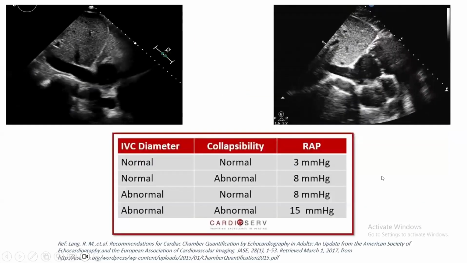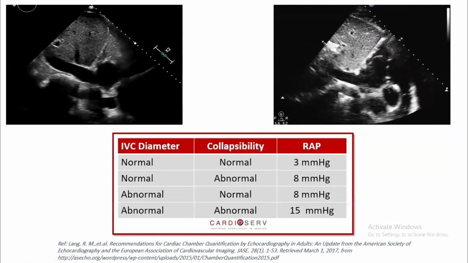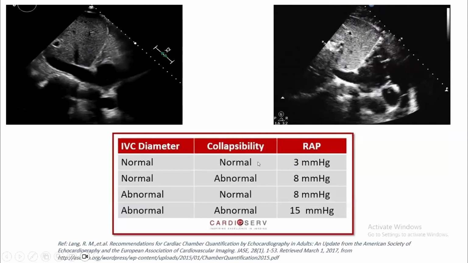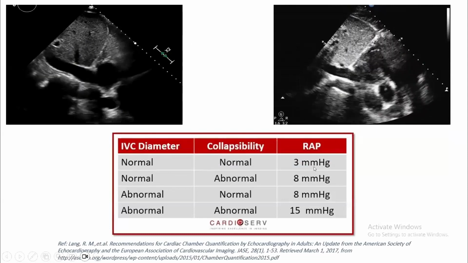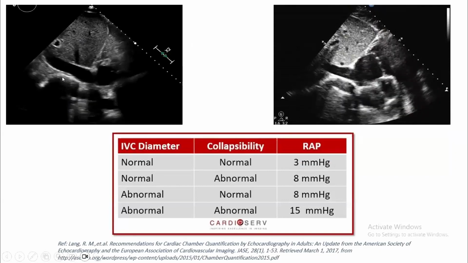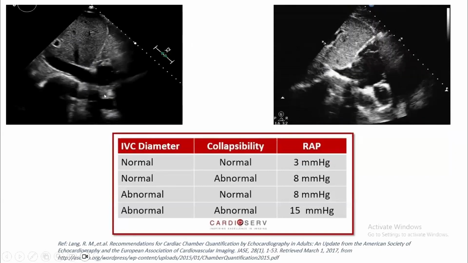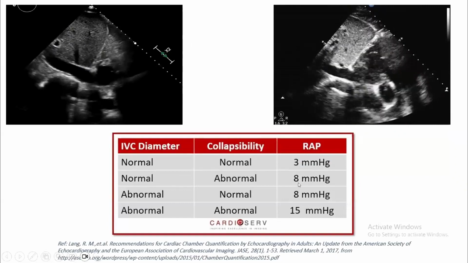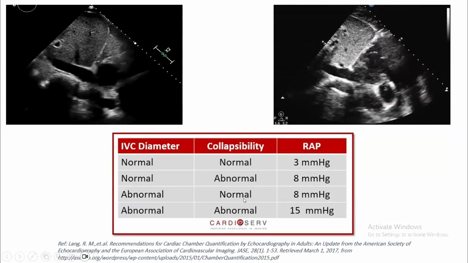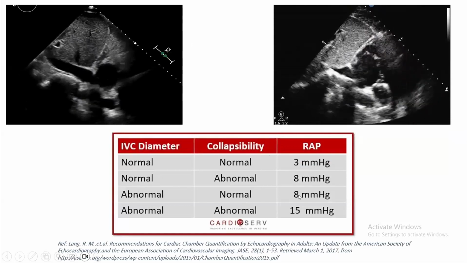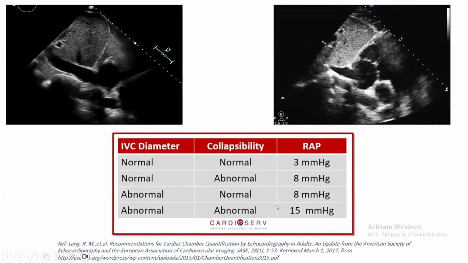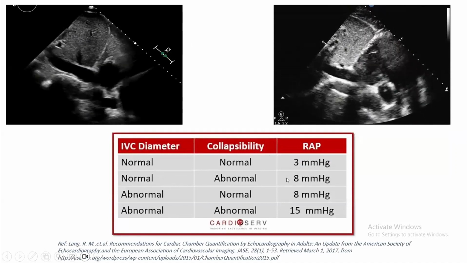To make it easy for you, I like this slide. Why? It is very simple. If the IVC diameter looks normal and collapsibility is normal, right atrial pressure is around 3 millimeters mercury. If the IVC diameter is normal, but collapsibility is abnormal, it's not collapsible, right? So it is 8 millimeters mercury. Abnormal IVC diameter with normal collapsibility, it will become 8. Abnormal IVC diameter and abnormal collapsibility, it will be 15. Okay, I'll make it simple for you.